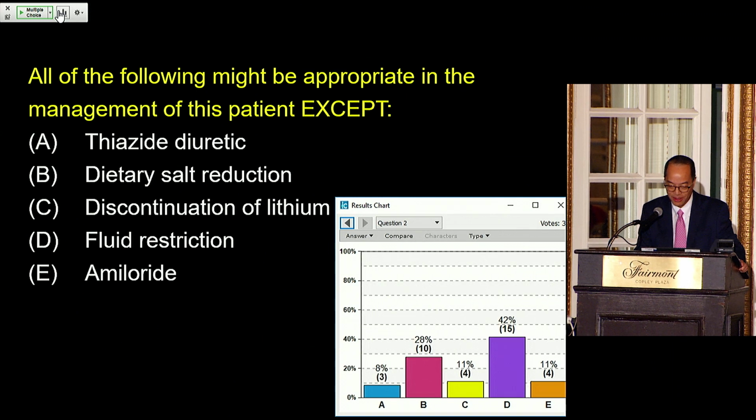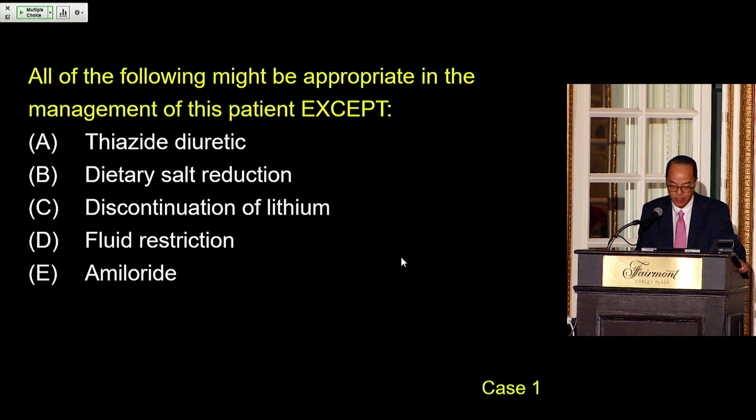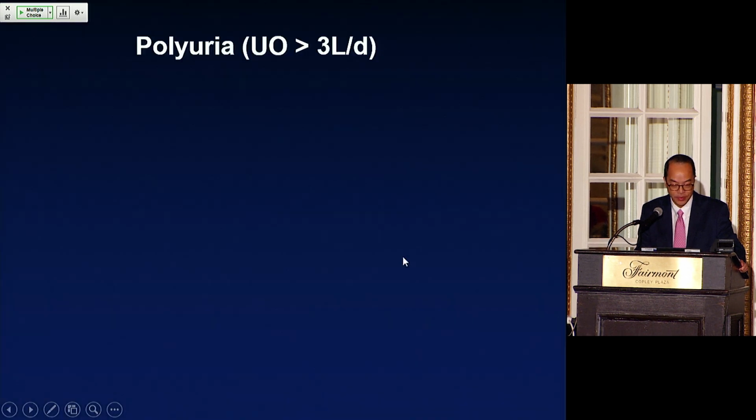All right, so the wording of this is a little challenging. So most of you chose D, fluid restriction, which is correct, or to put another way, the only answer that's incorrect. A few of you chose B, which is dietary salt reduction. So let's go over that a little bit. So firstly, there are obviously multiple ways you can approach each question. I usually try and hone in on the major abnormality, which here is polyuria.